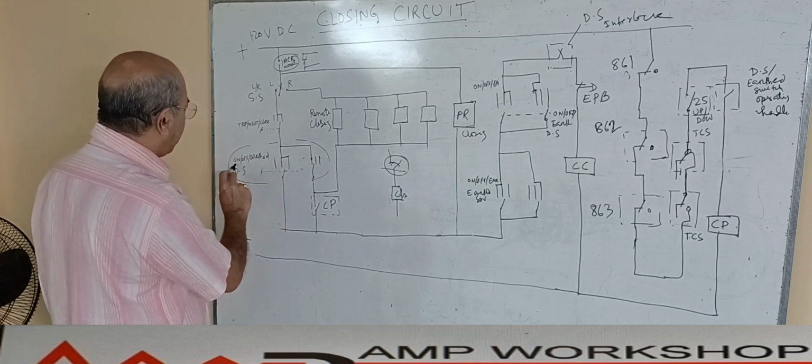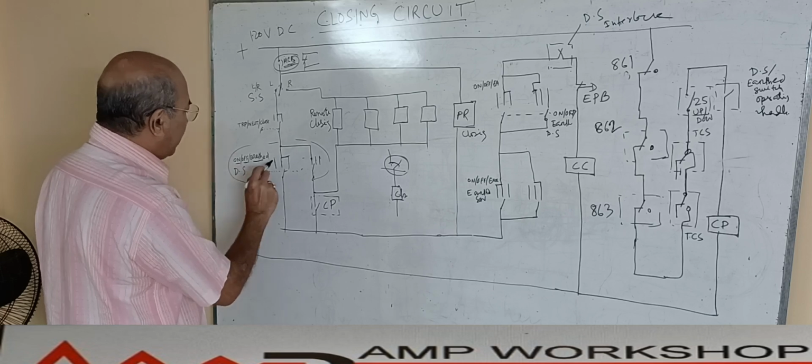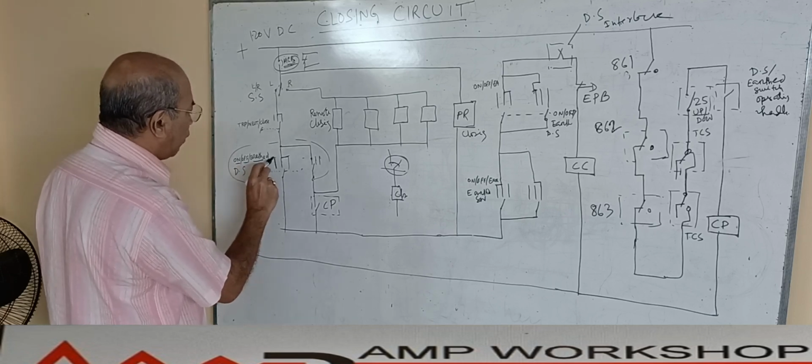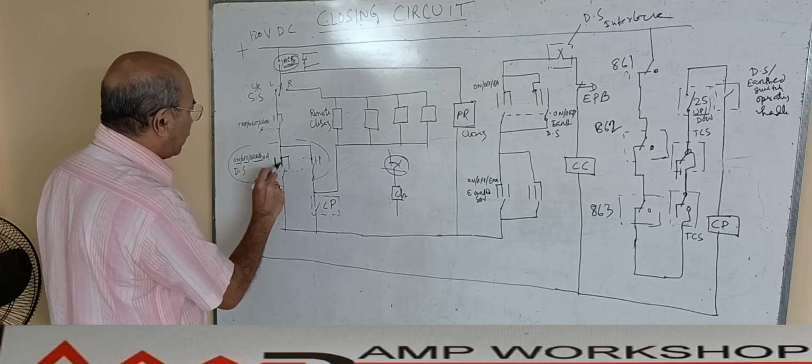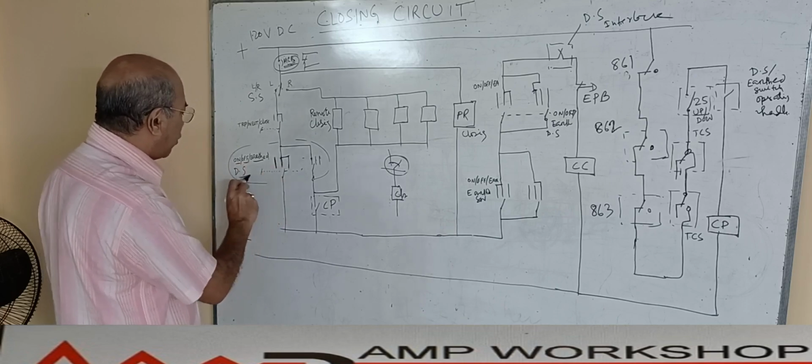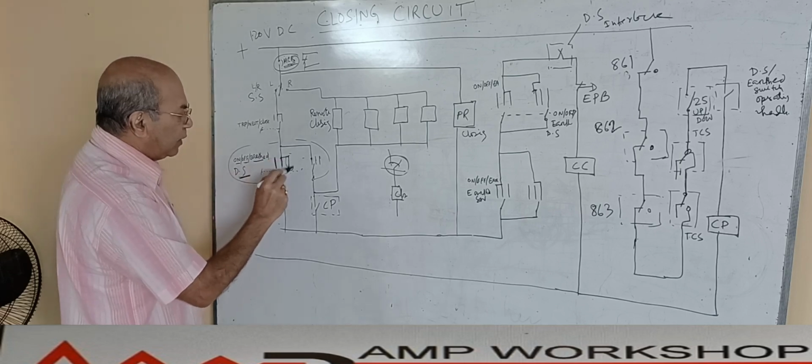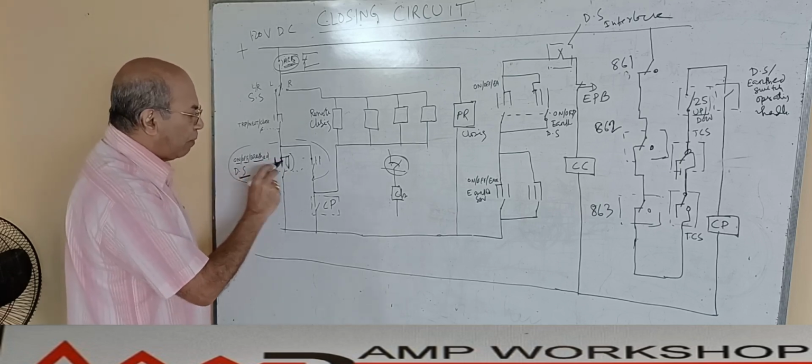I have written over here: on, off, earth. Means from the left side, first is the on position, this is the off position, and this is the earth position. But when we are talking about the disconnector, the earth position has no meaning. It is only on position and off position.